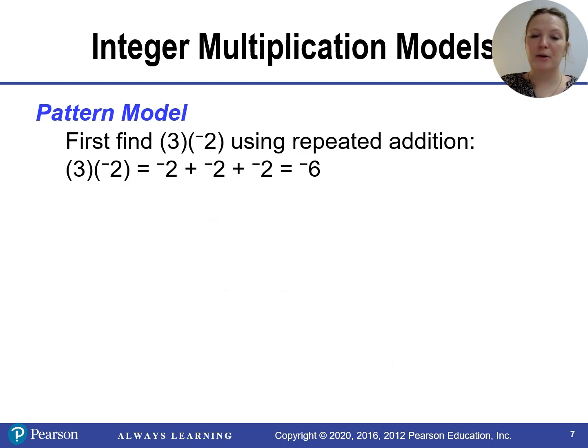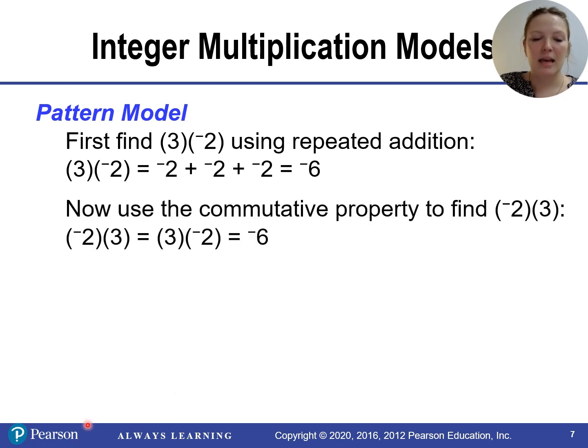We can also think about integer multiplication using a pattern model. So if we think about 3 times -2 as repeated addition, then that means I'm going to add -2 to itself 3 times. So I have 3 groups of -2 is -2 plus -2 plus -2, and that leaves me with -6. And if I can use the commutative property, then I know that -2 times 3 is going to give me the same result. So -2 times +3 is the same thing as +3 times -2, so it's -6.